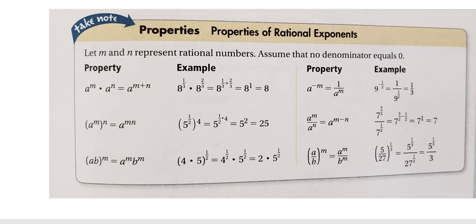And then this one kind of works the same as when you're multiplying. If you have a fraction to a power, it would be that power to both of those parts. So a to the m over b to the m. So same properties that you've already seen, it's just that you haven't seen them for a while.